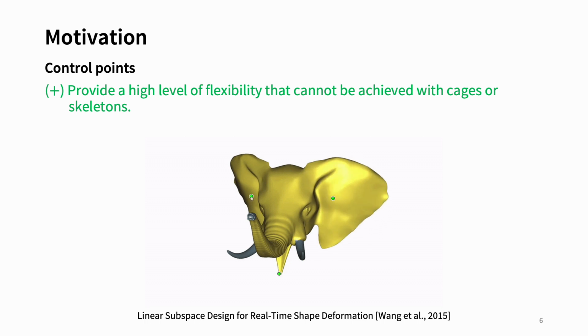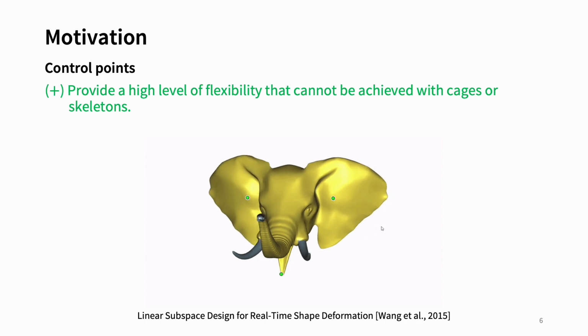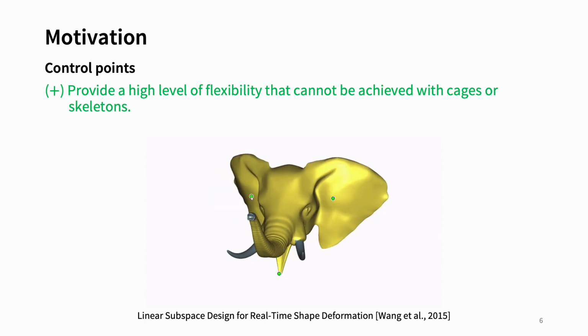Different types of handle have different advantages. There are three types of handle: cage, skeleton, and control point. Among them, we focus on the control point. The control point can provide loose and smooth control that cannot be achieved with cages or skeletons.